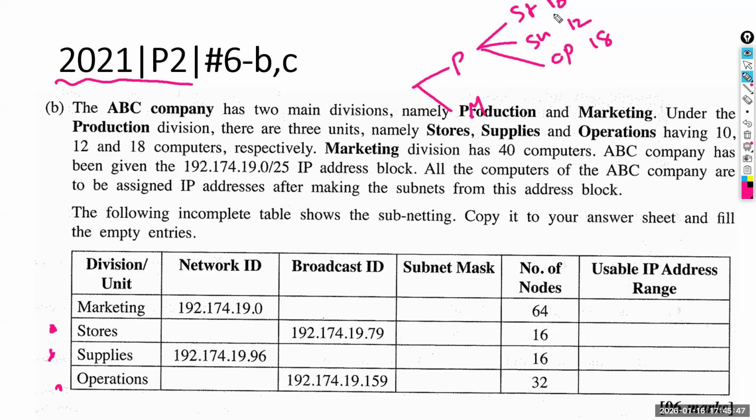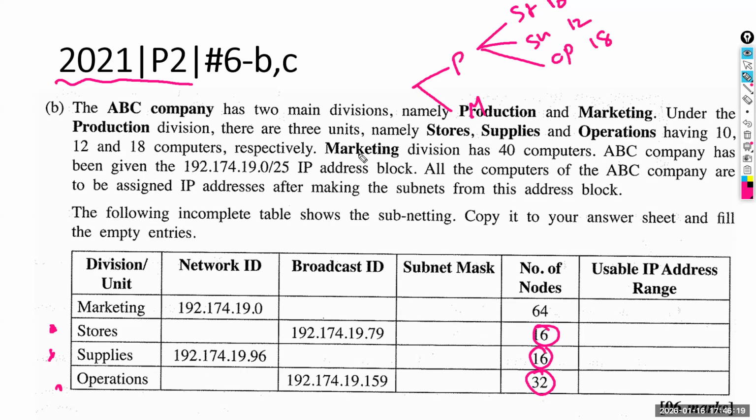So 10 means we need to allocate 16 machines, because remember, we can allocate only powers of 2, and 8 is not enough. 12 means again we need to allocate 16. 18 means now 16 is not enough, so we need to allocate 32. You can see the number of nodes. These are given, but even if they were not given, you must know that 10 means 16, 12 means 16, 18 means 32 minimum. Of course, if you have enough IP addresses, you can allocate 32.